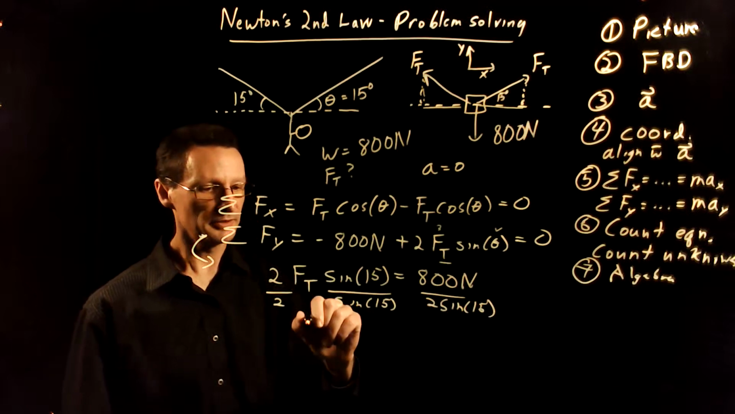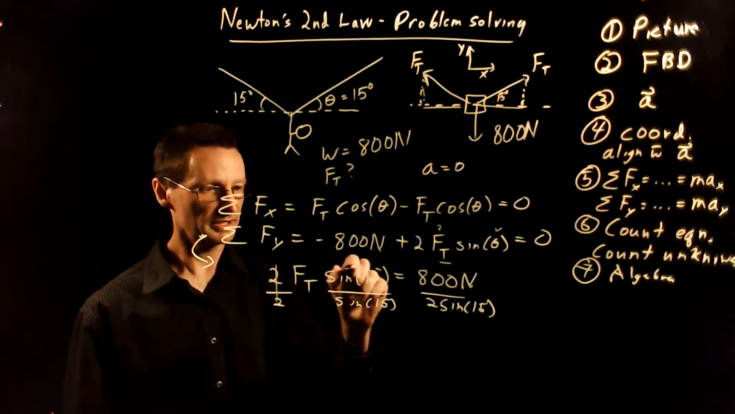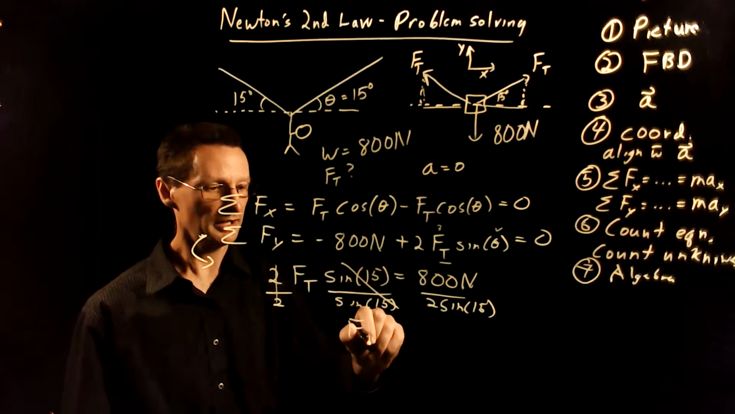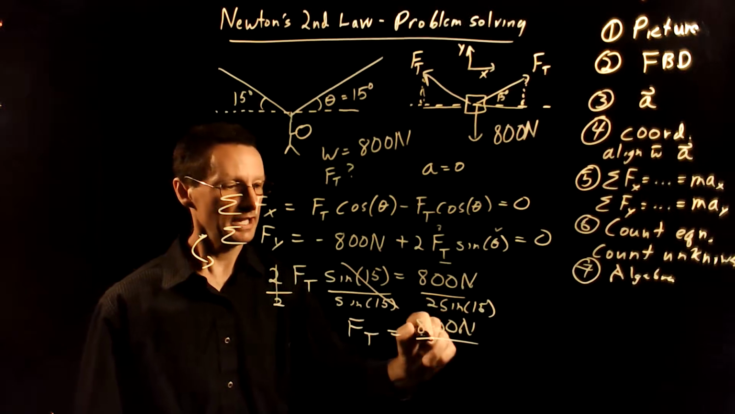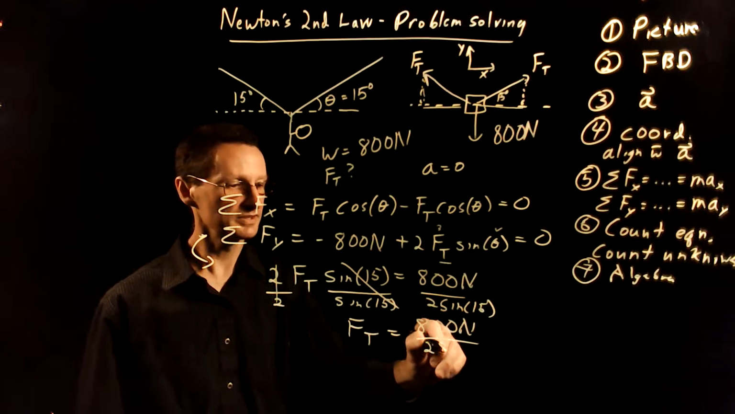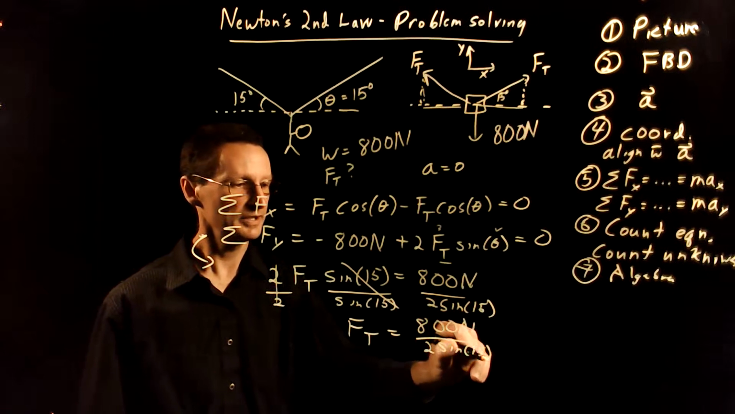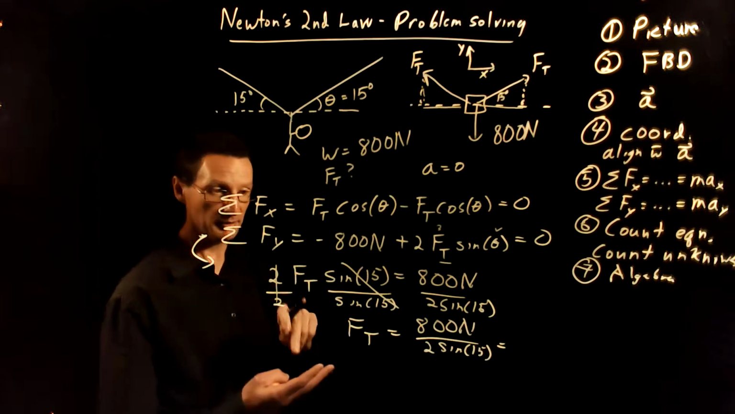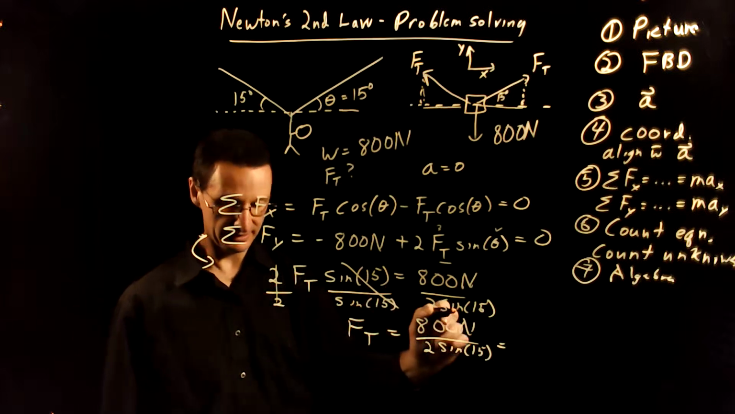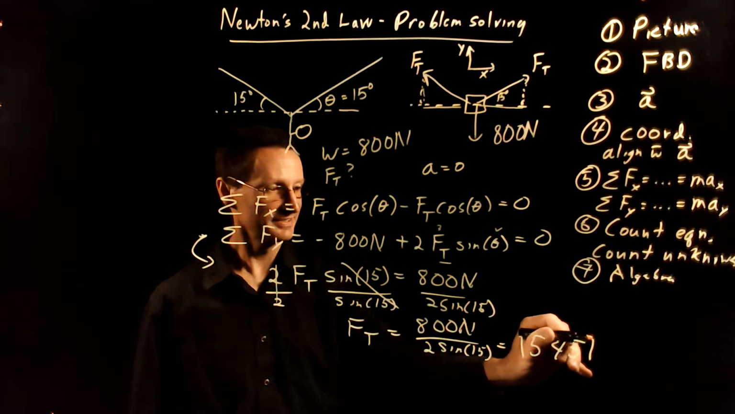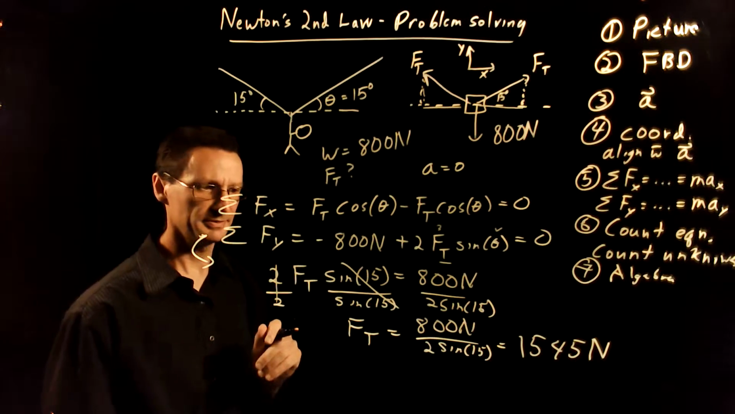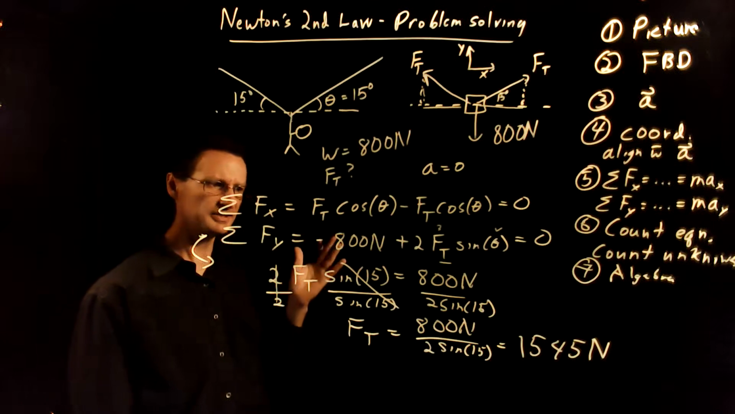Okay, and so of course, these are going to cancel and these are going to cancel. So I'll get F_T is equal to 800 newtons over 2 times sine of 15 degrees. And when I punch this in my calculator, I get the number. I did this ahead of time. I don't do this in my head like this. That's 1545 newtons.